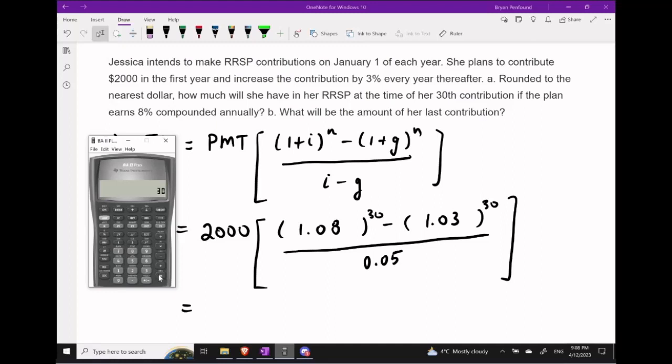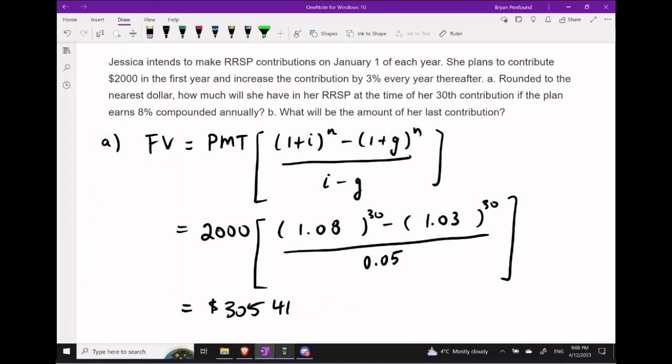Let's go ahead and hit the equals button. We need to divide this by 0.05. And then we need to multiply this by 2,000. And that gives us a future value of $305,415 and about 78 cents, but we want to round this to the nearest dollar. So let's go ahead and round this up to $305,416.